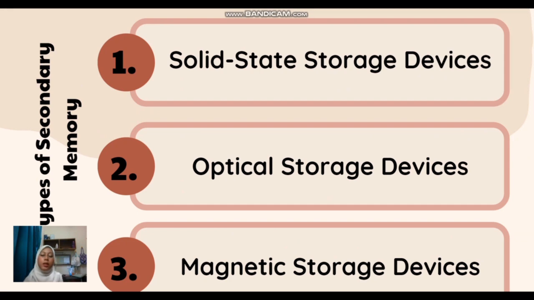Next is secondary memory. Secondary memory has three types. First is solid state storage device, which is based on SSDs and flash drives, which don't have any moving parts like hard drives. Second one is optical storage device, which is based on CDs and DVDs, which use a beam of light to read or write data. And the last one is magnetic storage device. It is based on hard disk and floppy disk, which have a magnetic rotating disk.